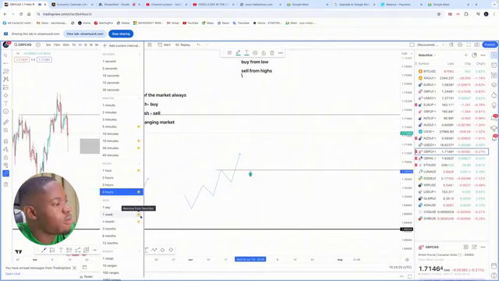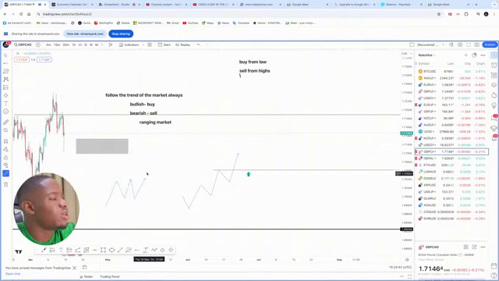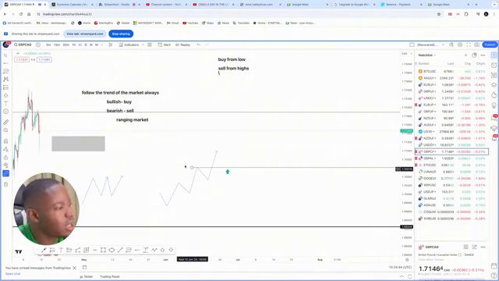I started with 1 month, 1 week, daily, 4 hour, 1 hour, 30 minutes, 15 minutes, 5 minutes. Basically, these are all the time frames I use. So what do I do when I want to analyze? I analyze mostly from daily, 4 hour, and 1 hour because I'm a day trader, right? I want to see what's going on. So I just want to know the trend on those time frames.